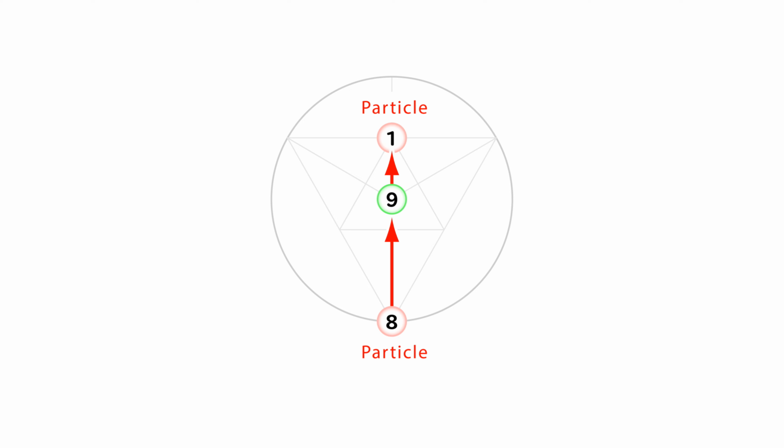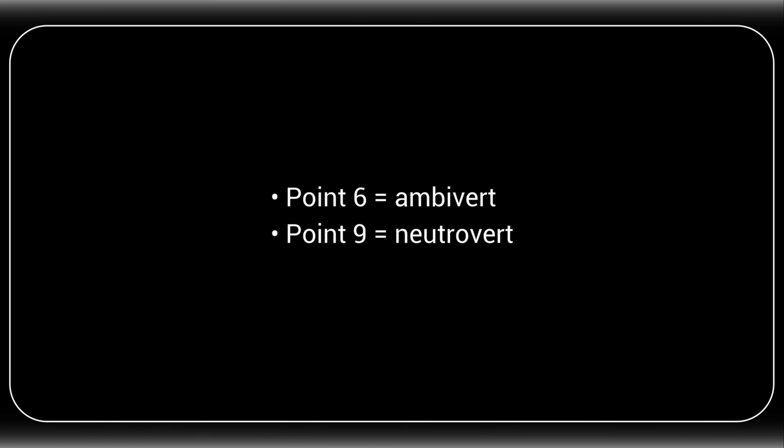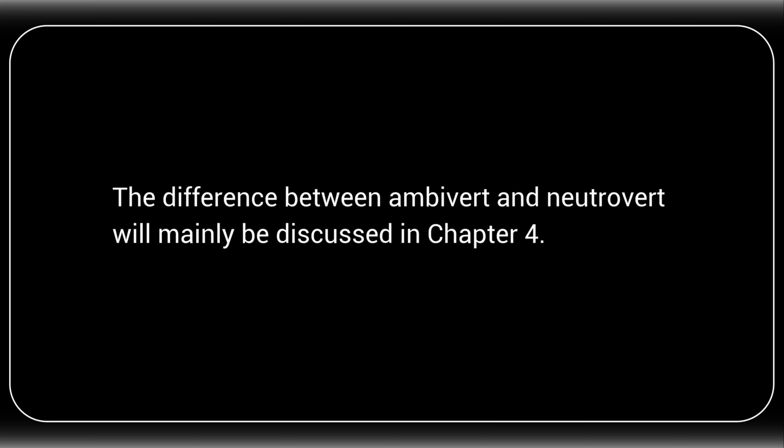As discussed, in the instinctive center, there is no reversal of time, but in the middle of this center, which is point 9, time stands still, and thus the quality of neutrovert appears. Note: Point 6 represents ambivert, and point 9 represents neutrovert. The difference between ambivert and neutrovert will mainly be discussed in Chapter 4.